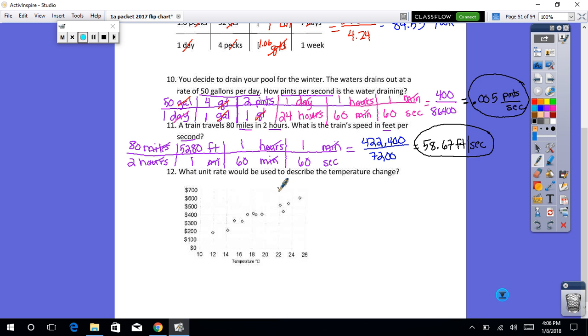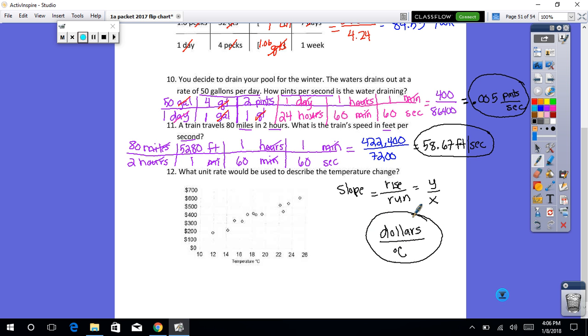Okay, what unit rate would be used to describe the temperature change? Think of this as slope, remember. Slope is rise over run, or our y over our x. So in this situation, our y looks like dollars, and our x is degrees Celsius. So we are talking about dollars per degree Celsius.